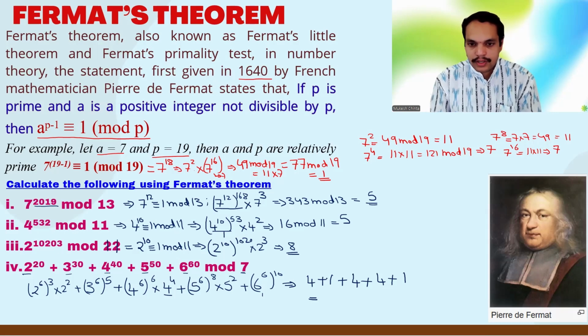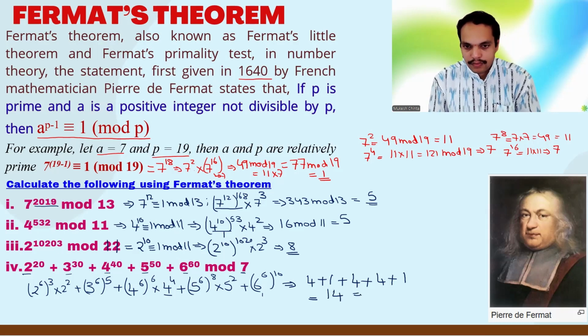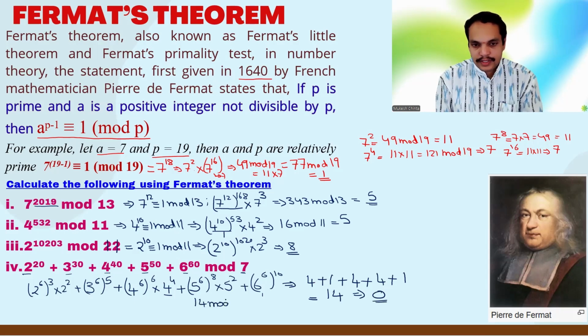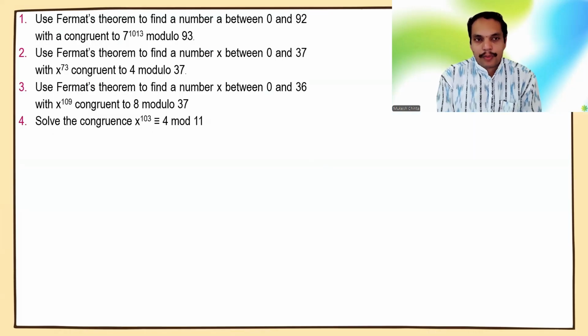You can see this is 14, isn't it? Which gives me 0, because 14 mod 7 is 0, isn't it? The remainder. This is my answer. There are other problems also.